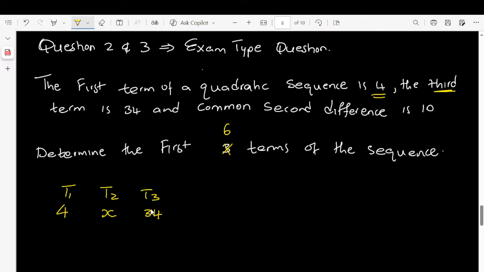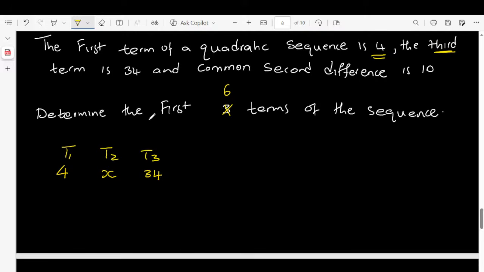So I know that when I have something like this, I can let T2 be X. So what is the difference? Because I'm looking for the difference, which is T2 minus T1. I need the difference like this.